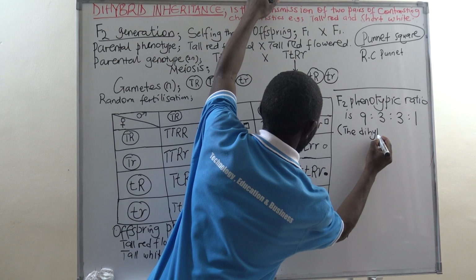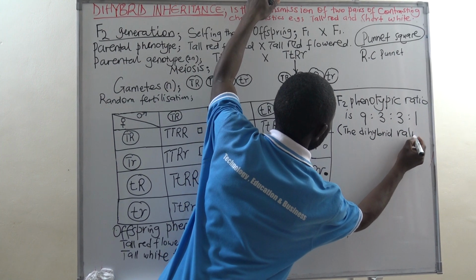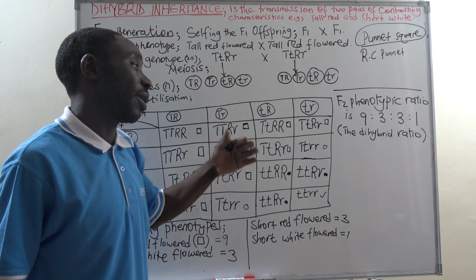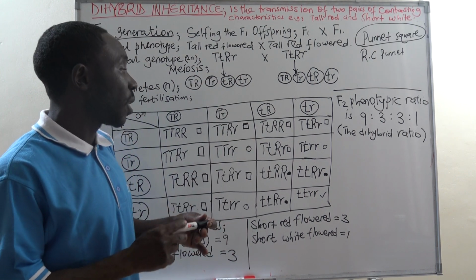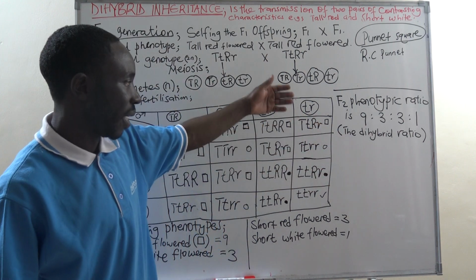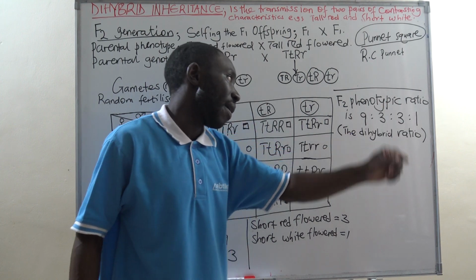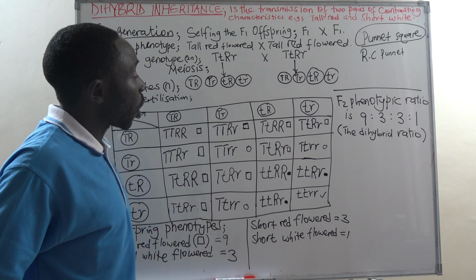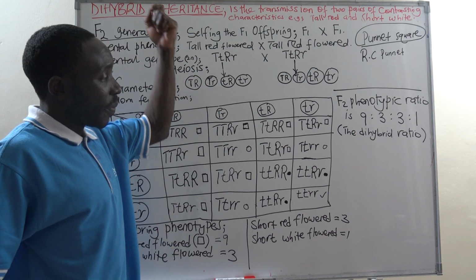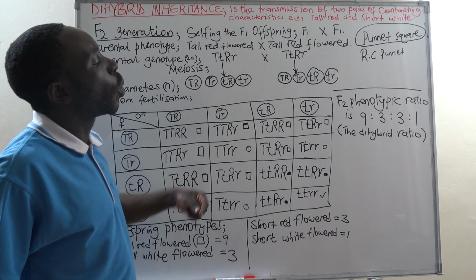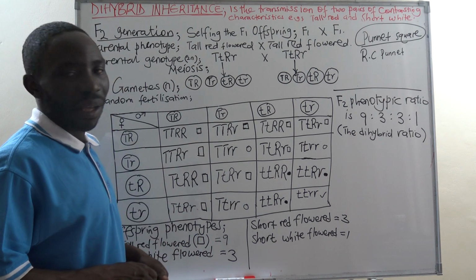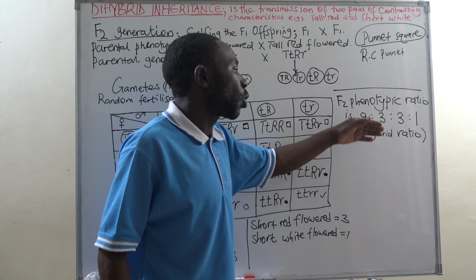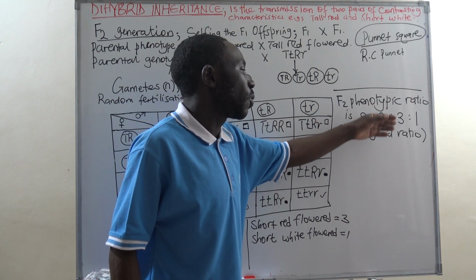The dihybrid ratio. So, as long as a particular inheritance obeys Mendel's second law of inheritance, then in the F2 generation, you are supposed to obtain the 9 to 3 to 3 to 1, what we call the dihybrid ratio. That one is very important. The monohybrid F2 phenotypic ratio being 3 to 1. So now, the monohybrid 3 to 1 phenotypic ratio is modified to 9 to 3 to 3 to 1.